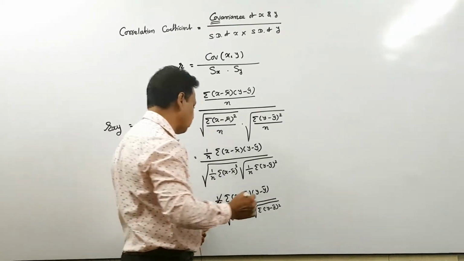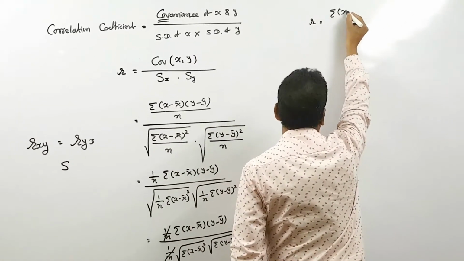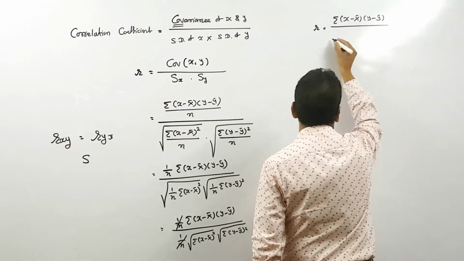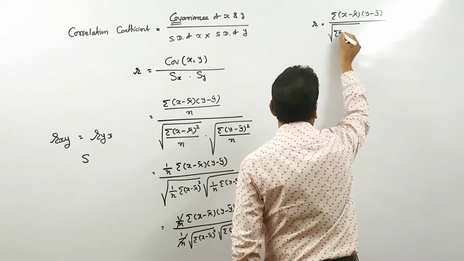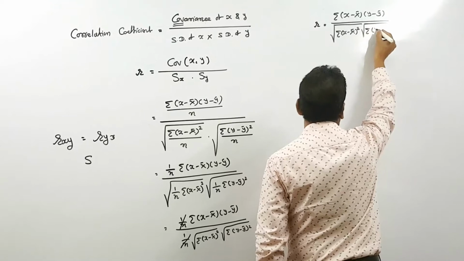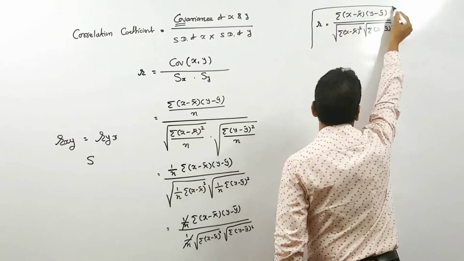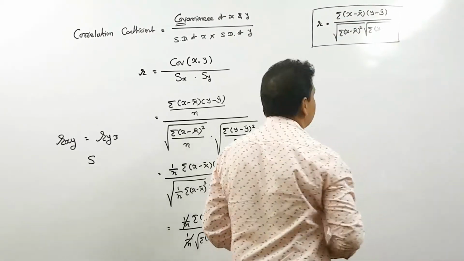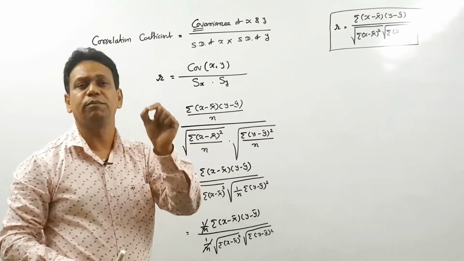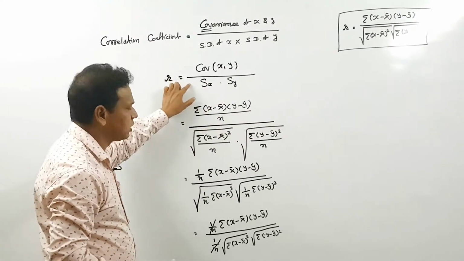So we have a formula which is called r is equal to sum of x minus x bar, y minus y bar, divided by the first root of sum of x minus x bar square, into the other root of sum of y minus y bar square. This is the formula we use to obtain our correlation coefficient by using Karl Pearson's product moment method. So this is the last formula, the original formula we have.